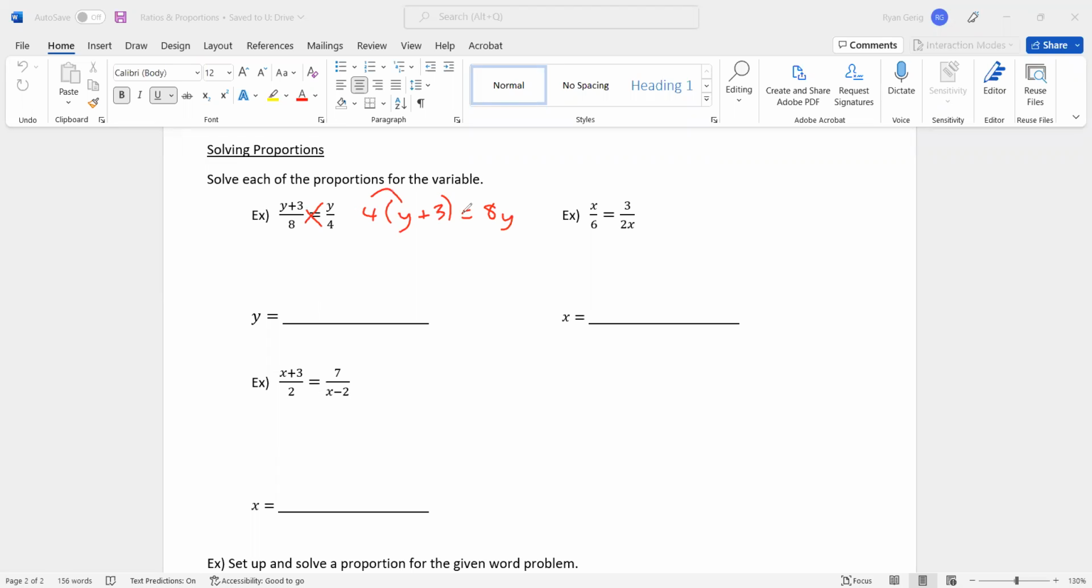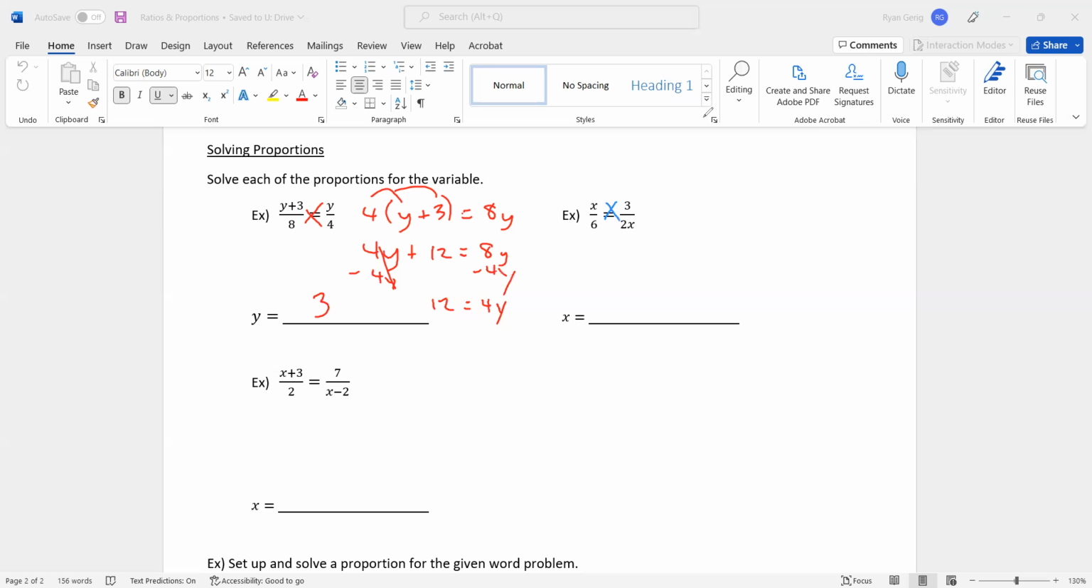Okay, distribute, I get 4y plus 12 equals 8y. Subtract my 4y, and you get 12 equals 4y. Divide by 4, you get y equals 3. Okay. Now, the next two are going to give people fits. Second one's not too bad. All right, but there is something that happens here.